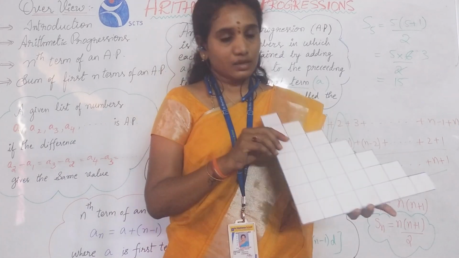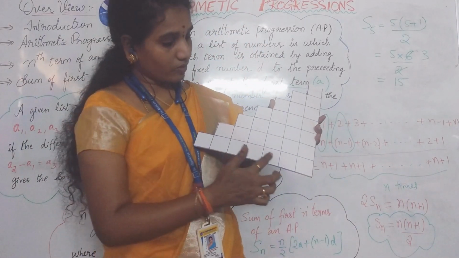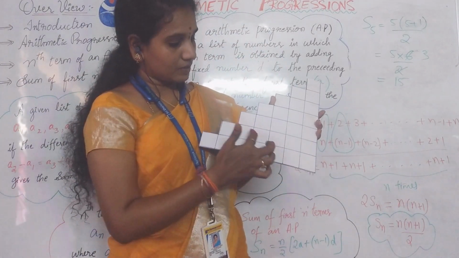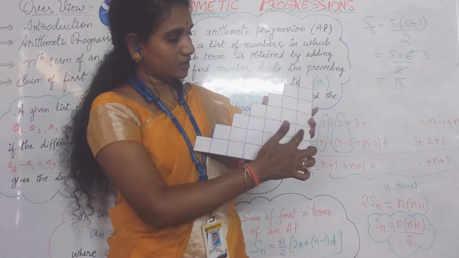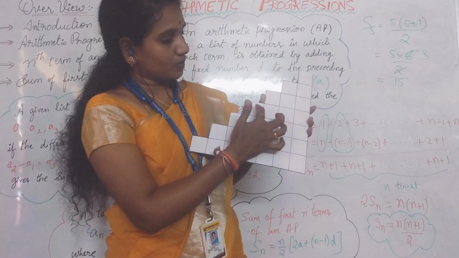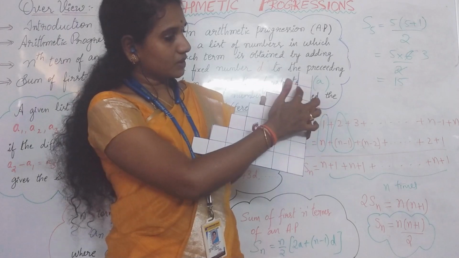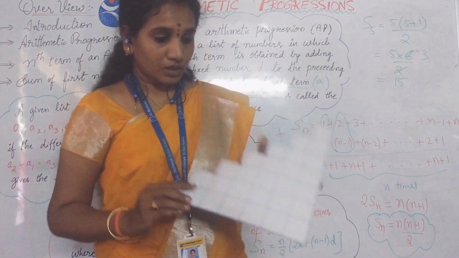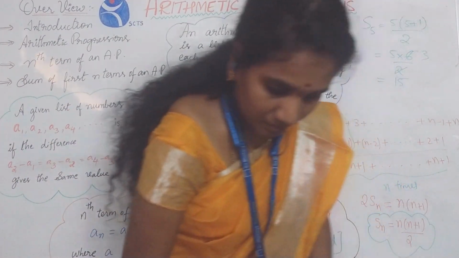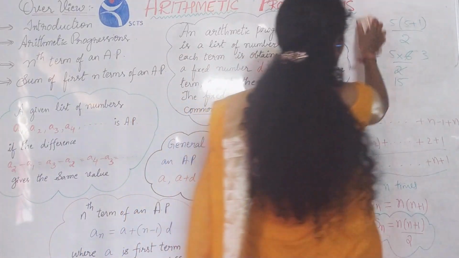square units. Let us check it. 1, 2, 3, 4, 5, 6, 7, 8, 9, 10, 11, 12, 13, 14, 15, 16, 17, 18, 19, 20, 21, 22, 23, 24, 25, 26, 27, 28. Yes, we are done. Now, let us see using the formula. Let us check using the formula.